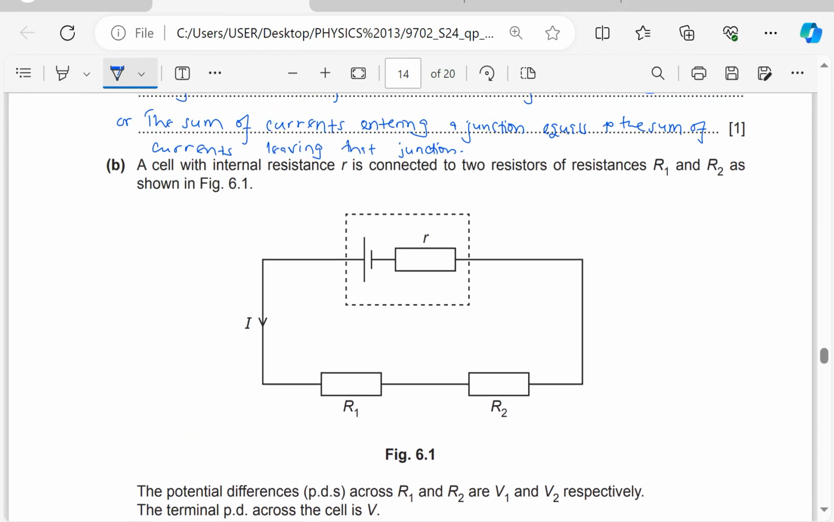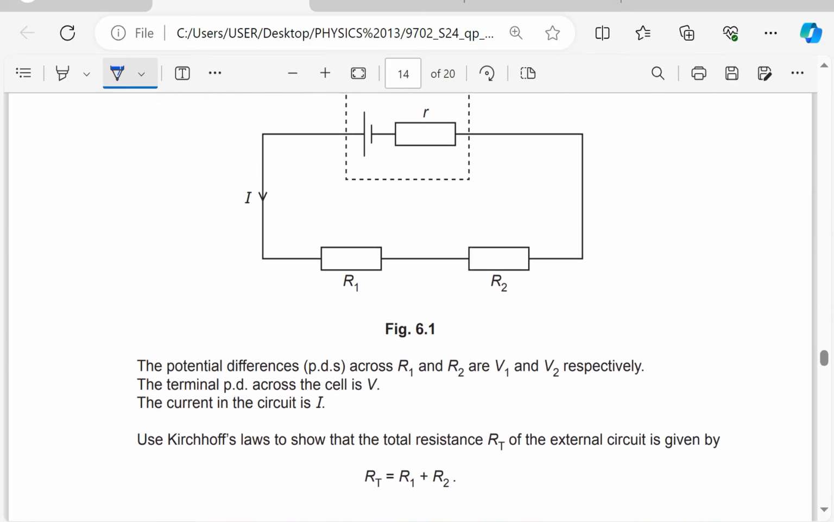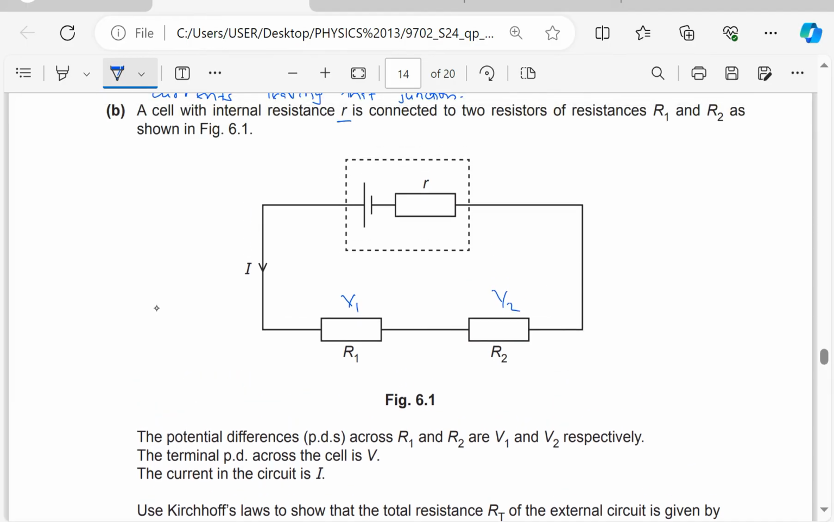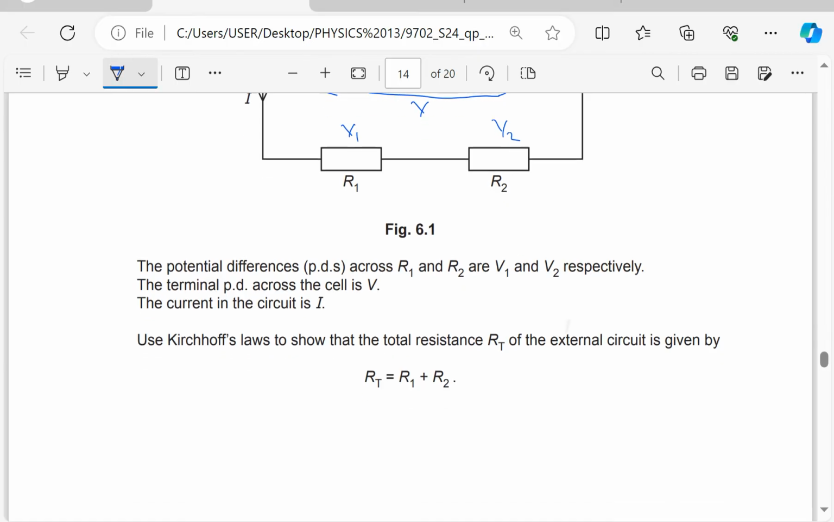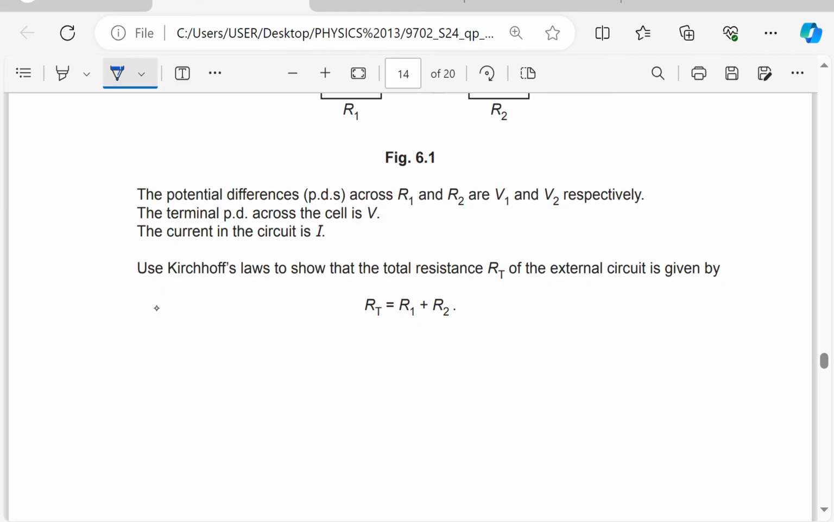Okay. A cell with internal resistance r is connected to two resistors of resistance R1 and R2 as shown in the figure. So they're in series. The potential difference across R1 is V1, and across R2 is V2 respectively. The terminal PD across the cell, that is the PD between this point and this point, is V. The current in the circuit is I. Use Kirchhoff's laws to show that the total resistance RT of the external circuit is given by that expression.